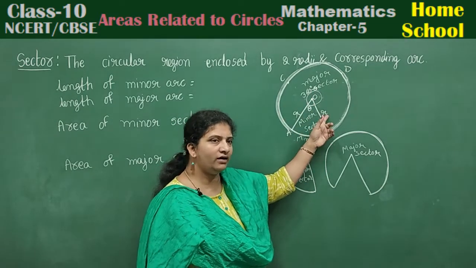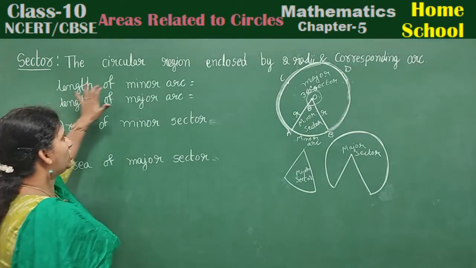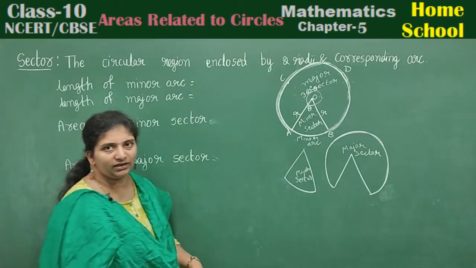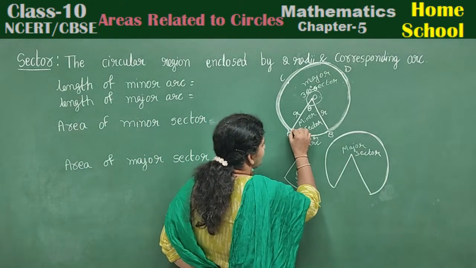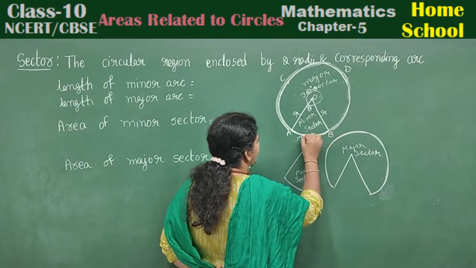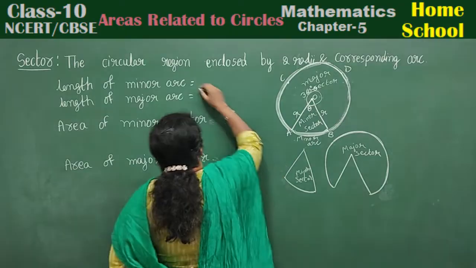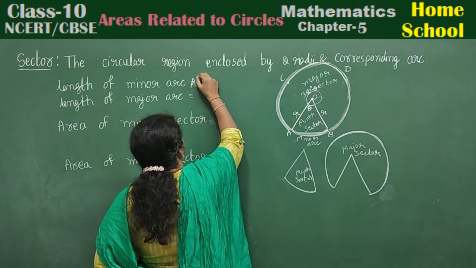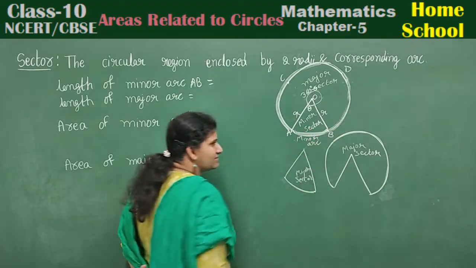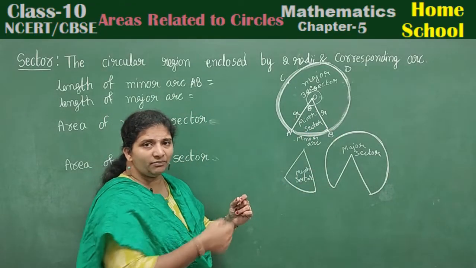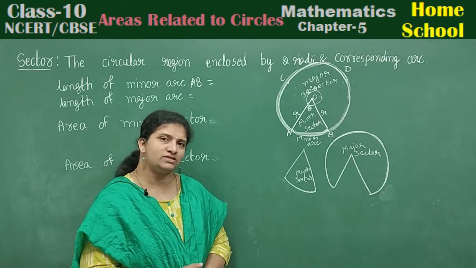In major sector, it will be 360 minus theta. Length of minor arc. Length of minor arc means, so what is this length here, children? From here to here I need. What is length of this arc? Length of the arc AB is equal to, what is this arc? How can I calculate this length? I cannot take a tape and measure or a scale and measure. I should know the length of this arc.